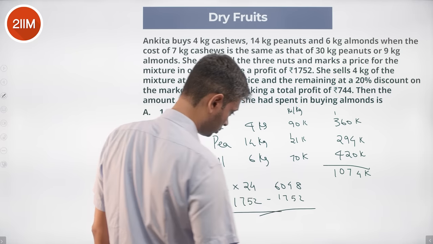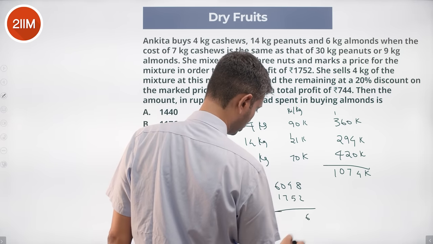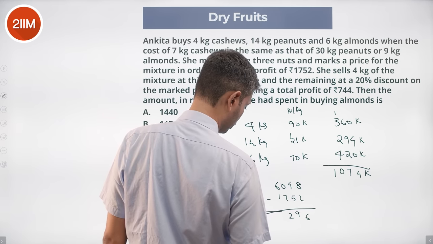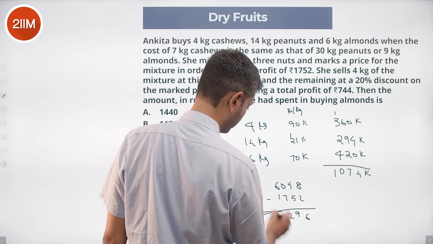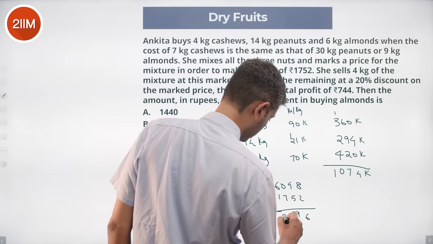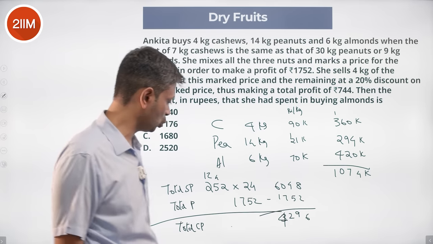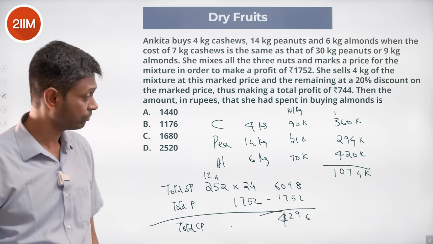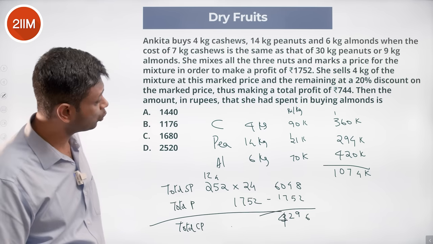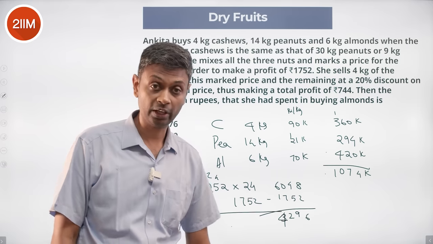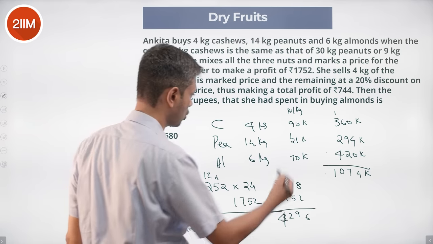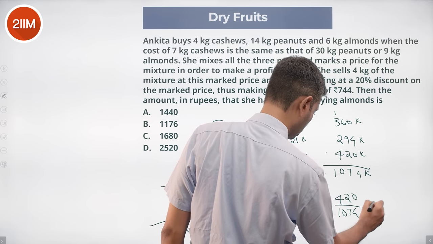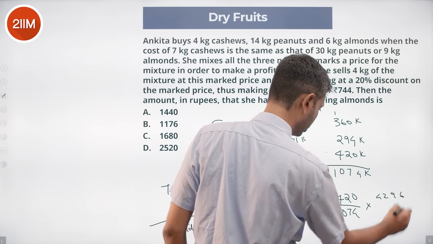This is: 8 minus 2 is 6, 15 minus 5 is 9, 9 minus 7 is 2, 4 minus 1 is 3, 5 minus 1 is 4, sorry, 4296. Our total cost price is 4296, and that is 1074k. We need to find 420k. Our cost of all the almonds is 420 by 1074 into 4296.